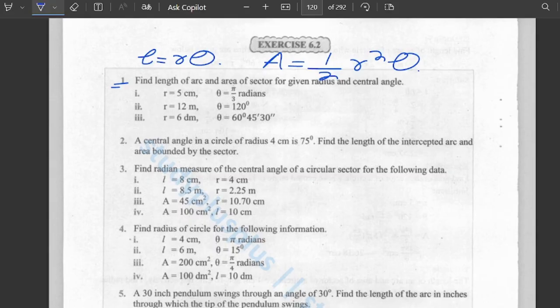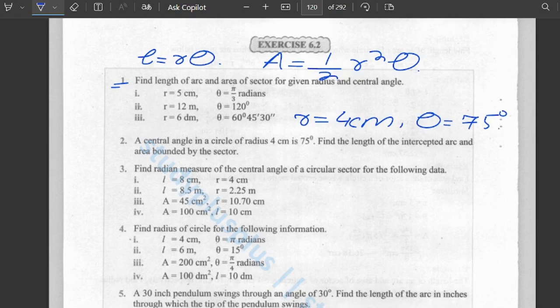Okay, now let's move on to question number 2. Here it states that a central angle in a circle of radius 4 centimeter is 75 degree. We need to find the length of the intercepted arc and the area bounded by the sector. So what given details are we having? Firstly, we have the radius, which is 4 centimeter, and then we are given the theta, and the theta is in degree, which is 75 degree.